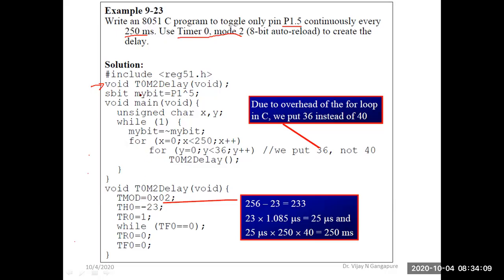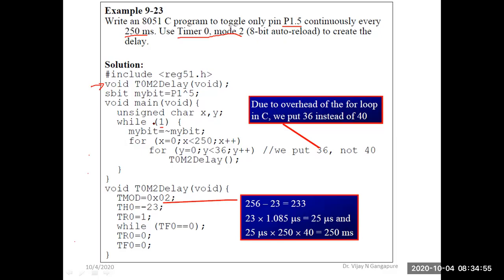Then sbit mybit = P1^5; means I am declaring mybit as an sbit type variable which represents pin number 5 of P1. Due to this statement, the address of pin number 5 of port 1 gets assigned to mybit. That means we can refer to pin number 5 of port 1 just by using the name mybit. Then the main function, void main(void), and in between the opening and closing braces, unsigned char x, y; I am declaring x and y as unsigned char type variables, in which I can have a value between 0 to 255.